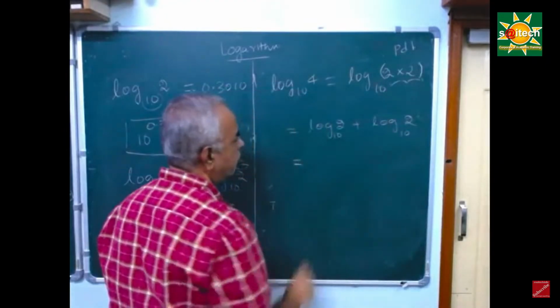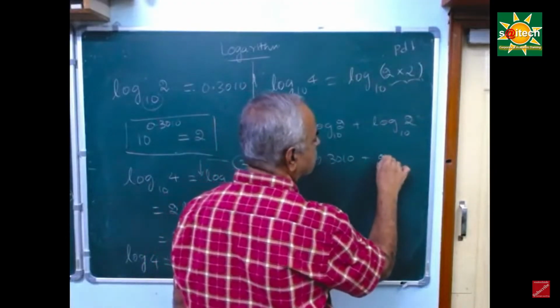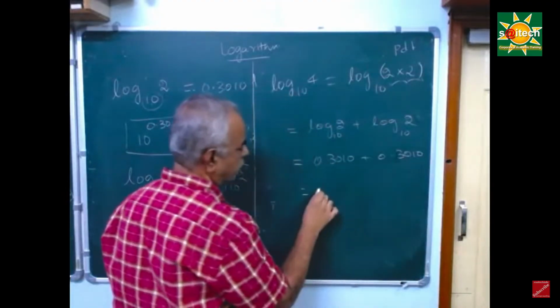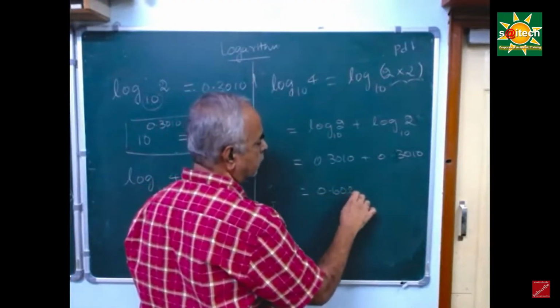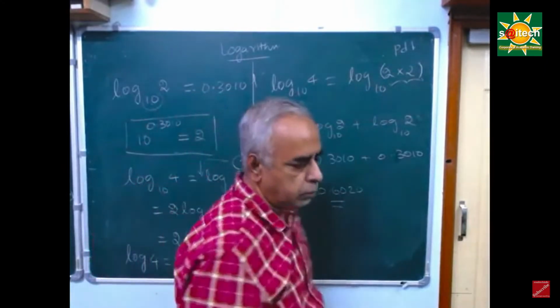We know the value of log 2 to the base 10, 0.3010 plus 0.3010. Therefore 0.6020. This is log 4. Okay, right.